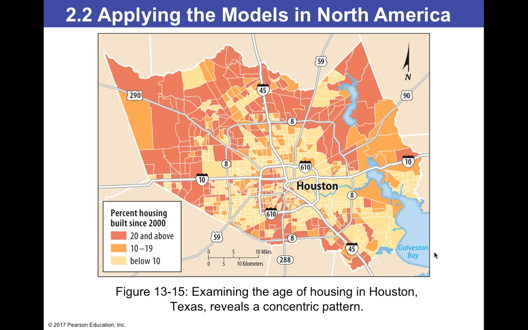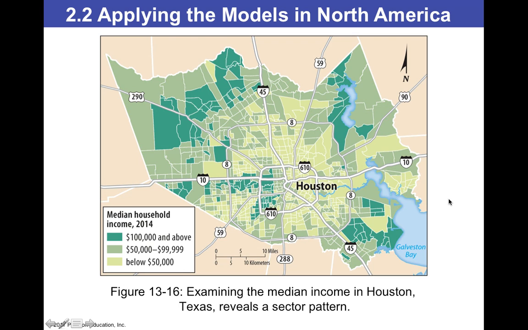When we look here, we can see a concentric pattern. See? Like a tree ring. This is for Houston. And when we look at income, you can see the tree ring kind of follows the same thing. People with money in Houston want to live out here away from the downtown in the suburbs.